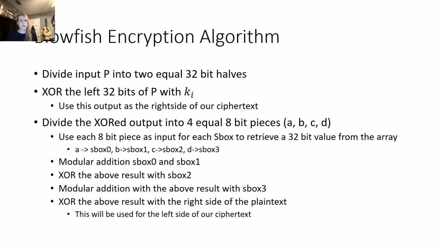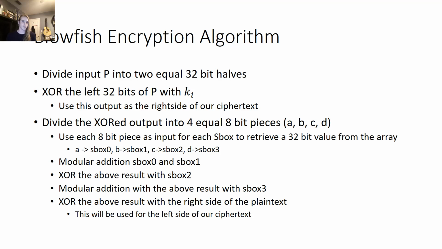So to start with encryption, we will divide our input P into 2 equal halves of 32 bits, and we will XOR the left 32 bits with the first P-box value, and that will be the output of the right side of our ciphertext. We will then divide the XORed output into 4 equal 8-bit pieces, denoted as A, B, C, and D. And we will use each 8-bit piece as input for our S-box to retrieve a 32-bit value from the array, where A will go into S-box 0, B will go to S-box 1, and so on and so forth. We will take the output of S-box 0 and S-box 1 and perform modular addition, where our mod is equal to 2 to the 32.